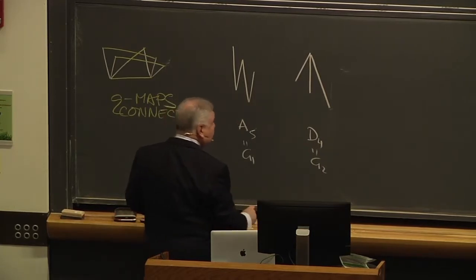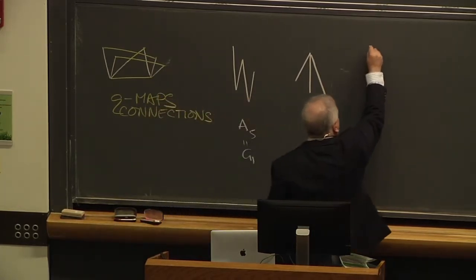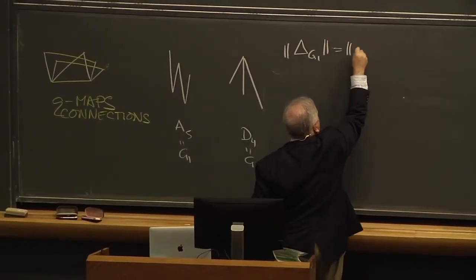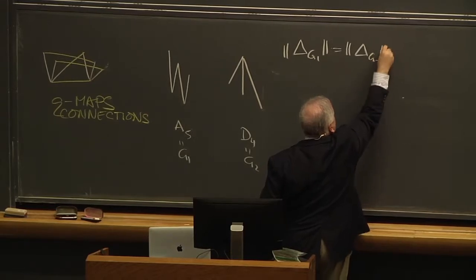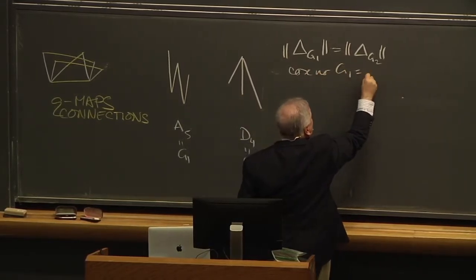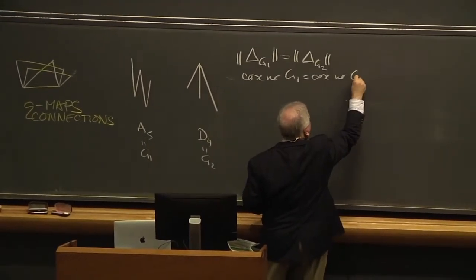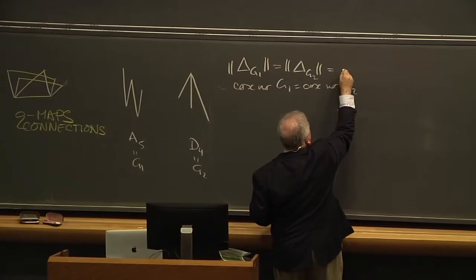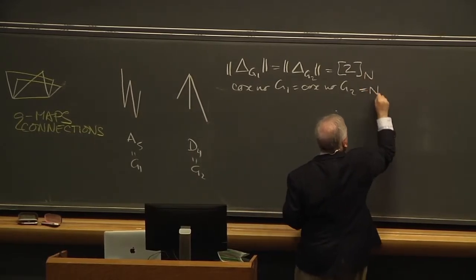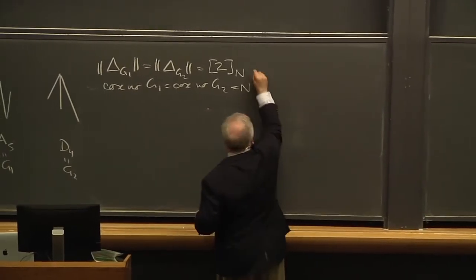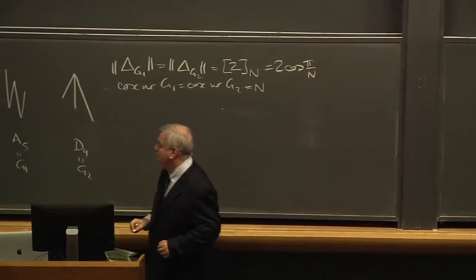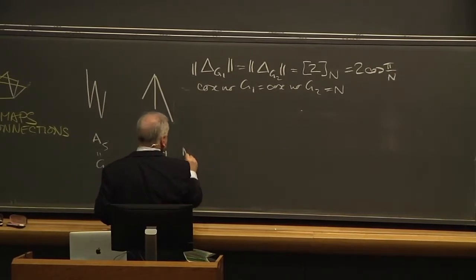A lot of things are going to work in general. What's needed is that the norm of the adjacency matrix of G1 is equal to the norm of the adjacency matrix of G2, or, which is equivalent, that the Coxeter number of G1 is equal to the Coxeter number of G2, given that this is quantum 2 at the nth root of unity. So this is 2 times cosine of pi over n. In this case, both of them have n equals 6.